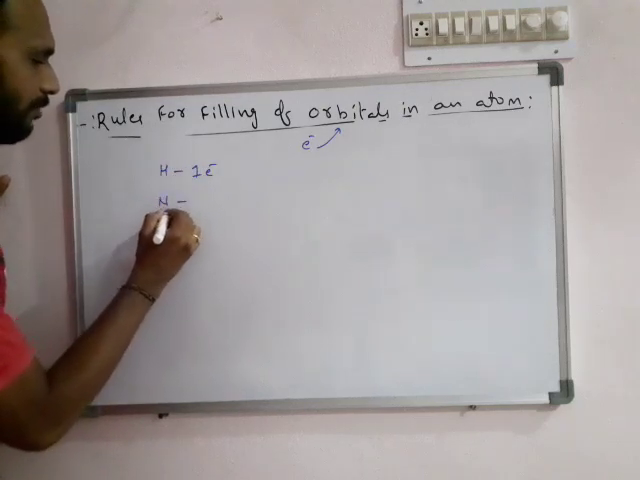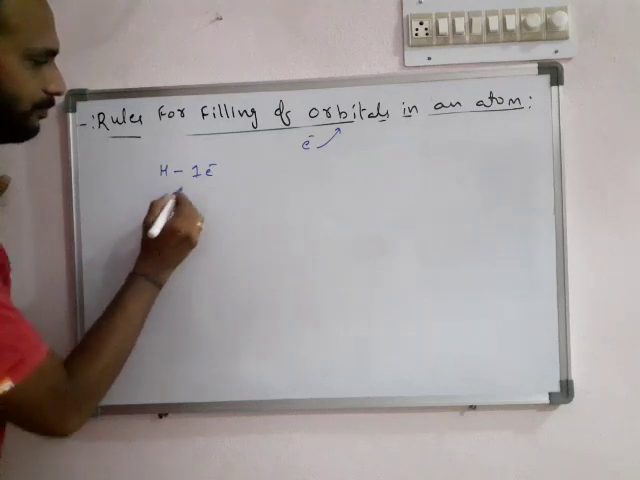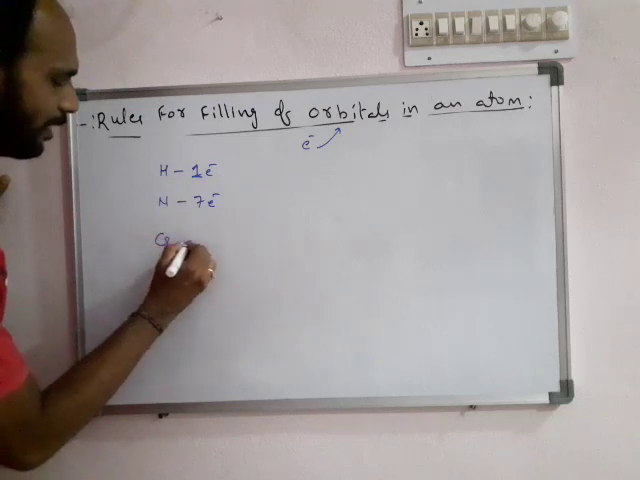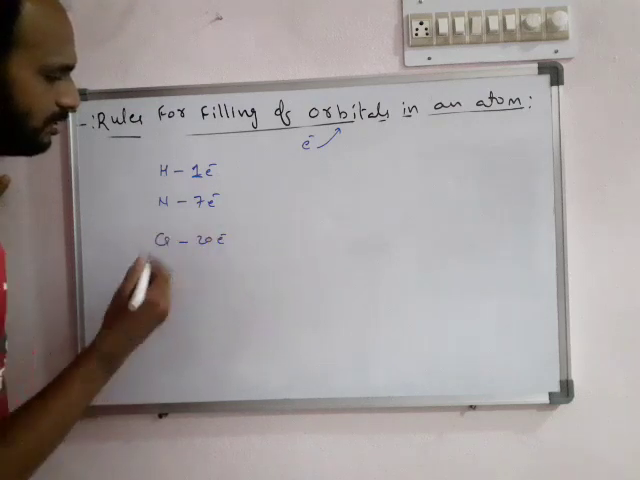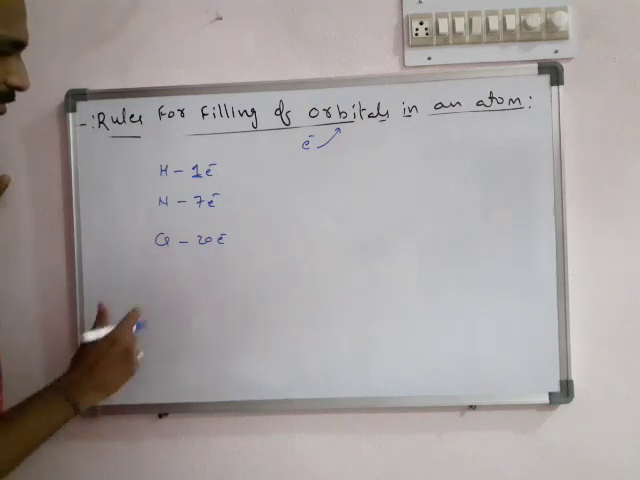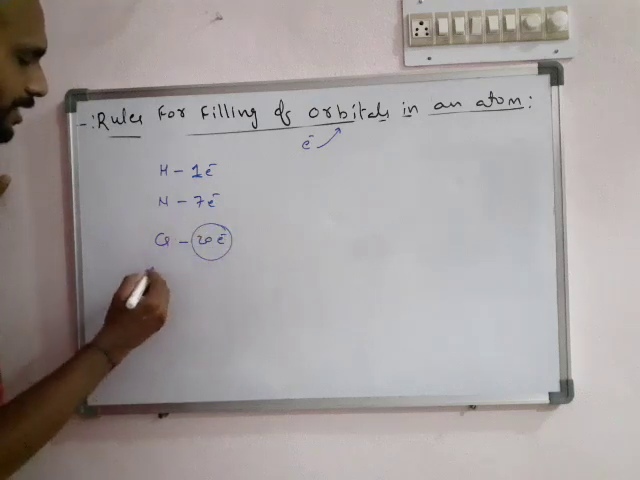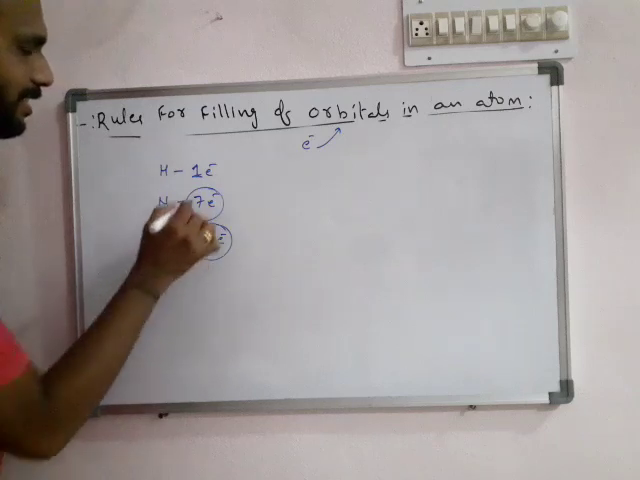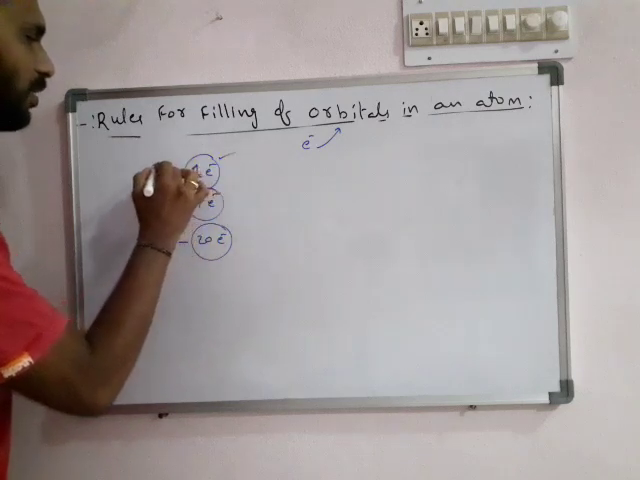If you take sodium, one atom of sodium has 7 electrons. One atom of calcium has 20 electrons. Here, how are the 20 electrons distributed in calcium? How are the 7 electrons arranged? And what is the position of this 1 electron in hydrogen?